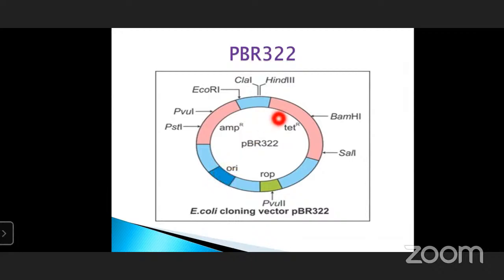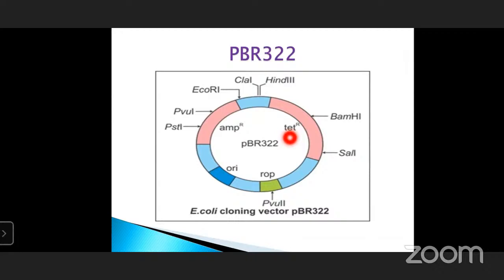The second unique point of the plasmid is the recognition sequence, which also differs from one plasmid to another. Here we have AmpR as well as TetR. AmpR means ampicillin resistant region, and TetR means tetracycline resistant region. These ampicillin and tetracycline resistant regions are used as antibiotic resistant regions.